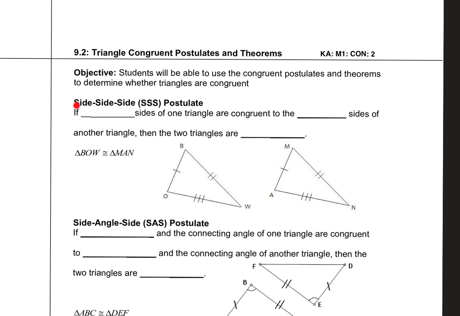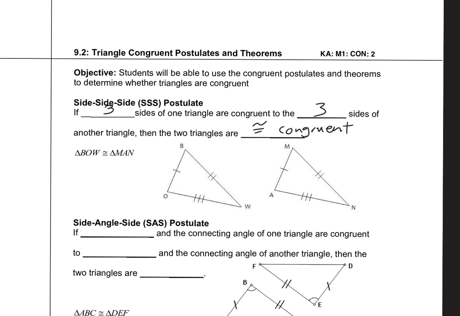And so the first one, and the most common one, is the side-side-side postulate. We call it SSS. And that says that if there are three sides of one triangle that are congruent to three sides of another triangle, then the two triangles are congruent. I just like to use a little symbol here. You could write out the whole word, but I'll probably just use the symbol for congruent.